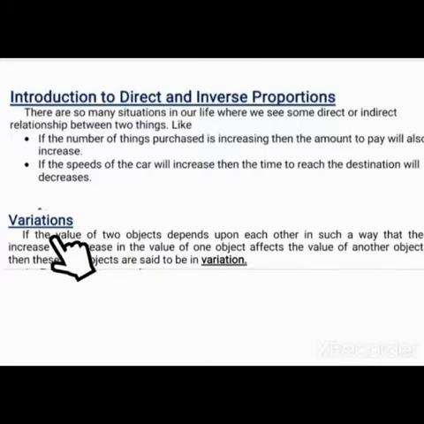Now, what is a variation? If the values of two objects depend upon each other in such a way that the increase or decrease in the value of one object affects the value of another object, then these two objects are said to be in variation.